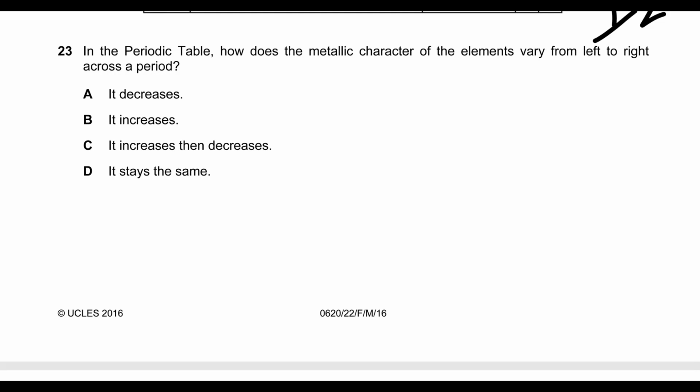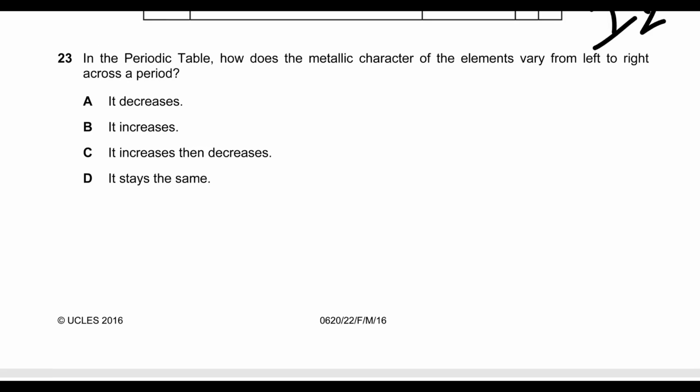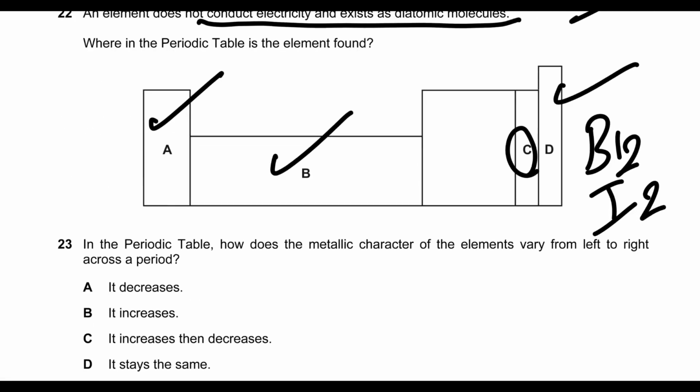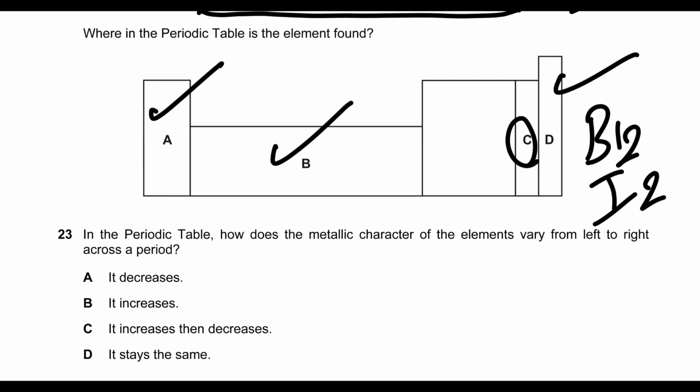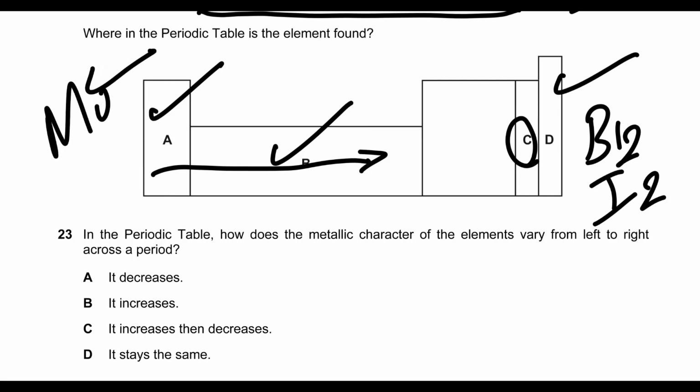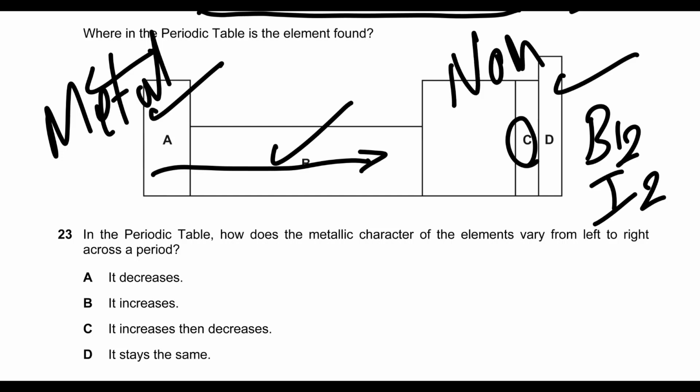In the periodic table, how does the metallic character of the elements vary from left to right? Now for this question 23, according to question 22, we have metal, then non-metal. So the metallic character decreases from left to right, as you started with metal and ended with non-metal. So that means metallic character decreases.